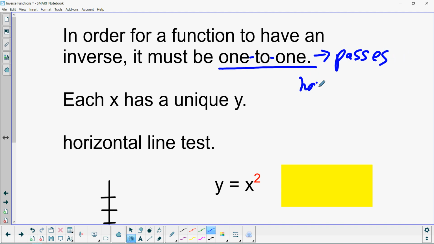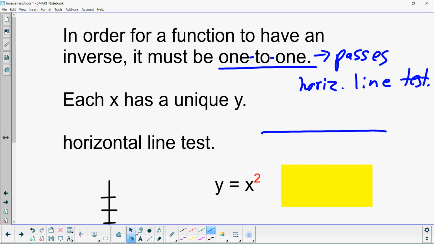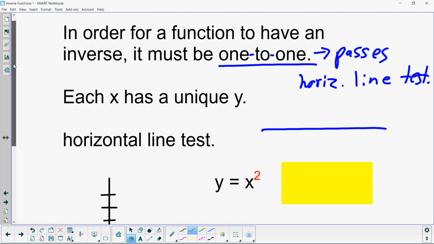Okay, so if you draw a horizontal line on your function and then scan it, it should never touch more than once. If it does, it's not one-to-one. And what that's going to mean for us is that there isn't an inverse. Okay, so let's look at this example right here and kind of see why that is.